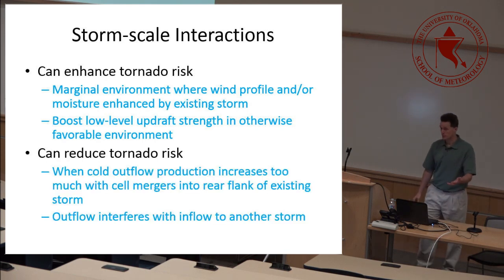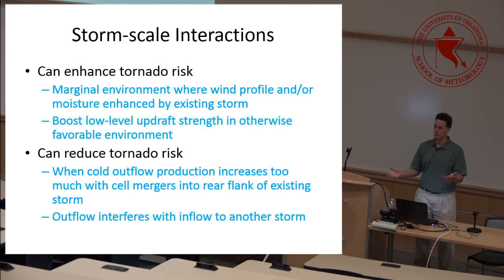Of course, you can reduce the tornado risk, and that seems to be the most common influence. And in this case, it's anything that boosts cold outflow production too much by the parent storm you're interested in, or the outflow from the storm essentially interferes with the inflow to the existing storm and reduces its inflow of moist, warm air that's sustaining the deeper updraft.